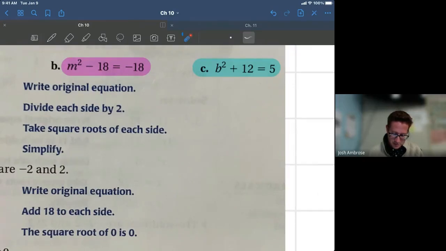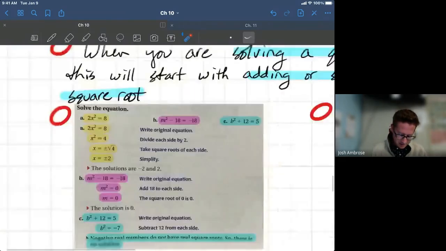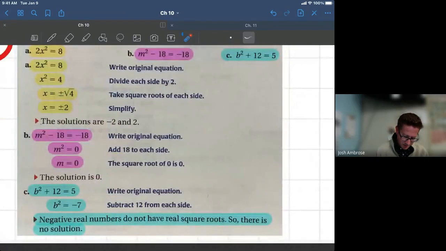All right, and let's take a look at the final example problem here with letter C. So you'll notice we have to subtract 12 from both sides. When we subtract 12 here, that crosses out. That's great. But then 5 minus 12, you should probably be able, even in your head, to figure out, well, that's going to be a negative. And that's what we're looking at here with b squared equals negative 7. Negatives are no good when it comes to that square root. So that's why right here, negative real numbers don't have real square roots. That's why the answer is no solution.